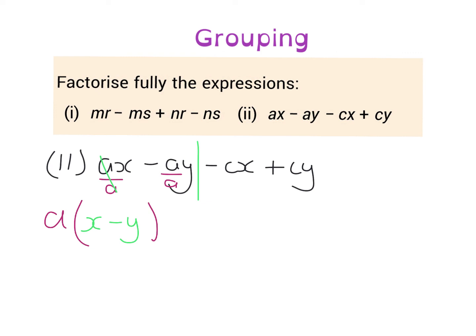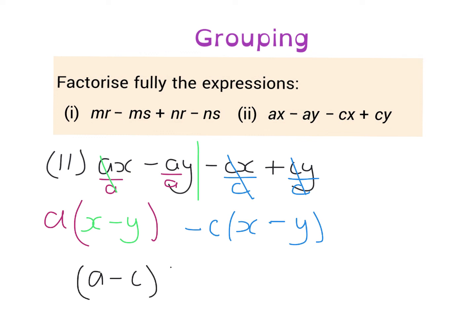And if I was to apply it to the other side, I'm left with a minus c and divide by c, x minus y. And I regroup them. So I have a minus c bracket x minus y. And because my two brackets are the same here and here, I know I'm right.